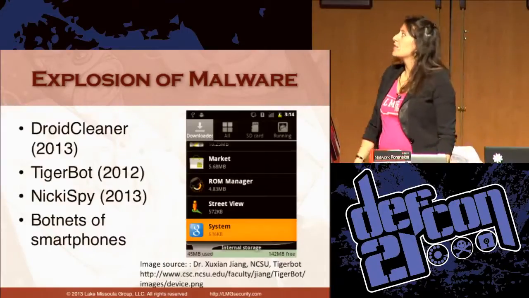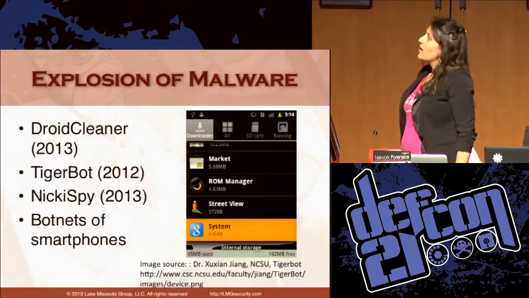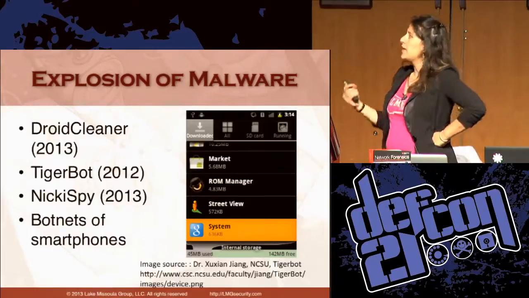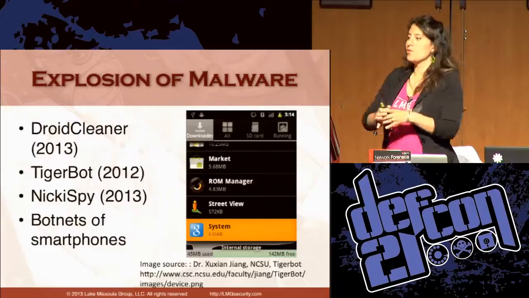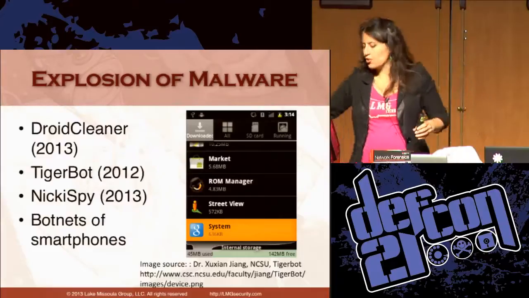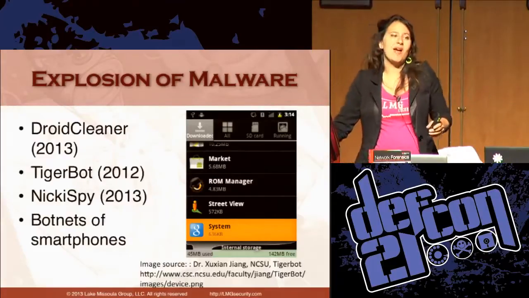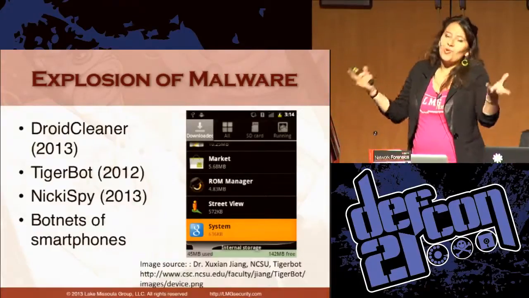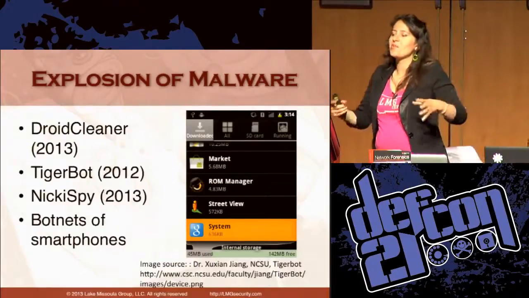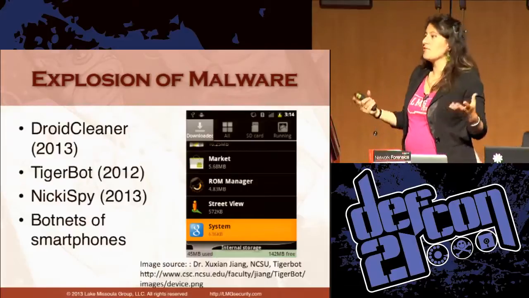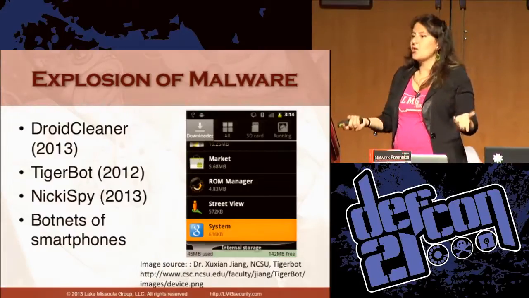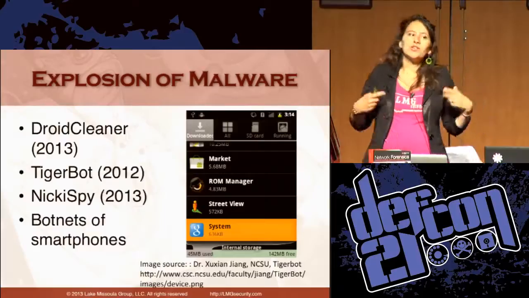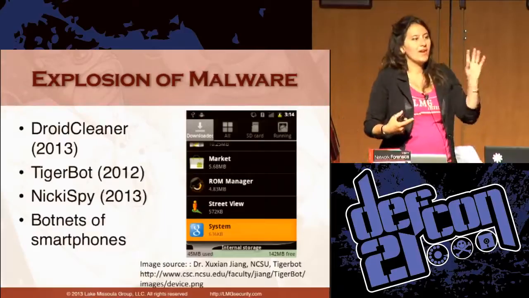This is a screenshot of TigerBot. TigerBot came out a couple years ago, and it can record the surrounding audio in the room. It can also track your GPS location and send it back to an attacker. I think it's really cool and sort of scary where this is going because you can have botnets of infected computers, of course, on normal LANs. And soon we're also going to see botnets of infected smartphones.